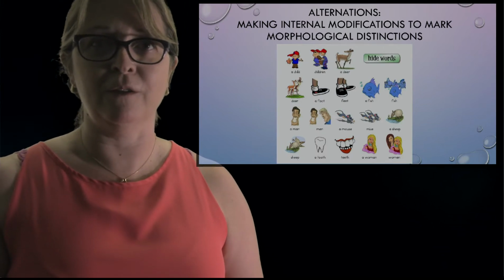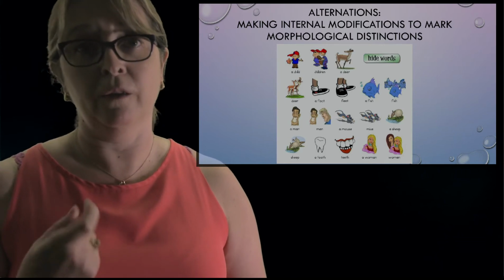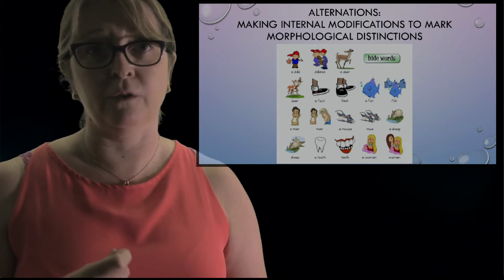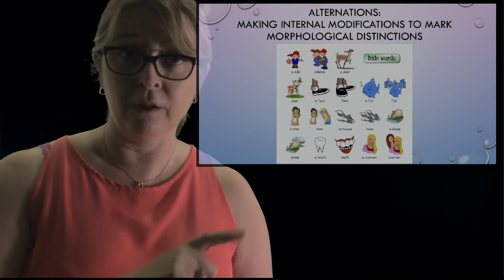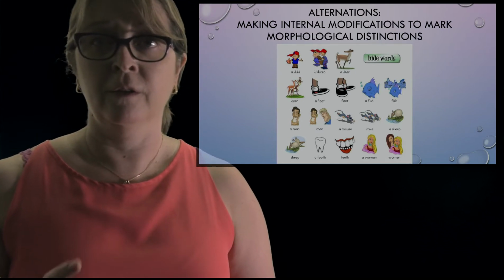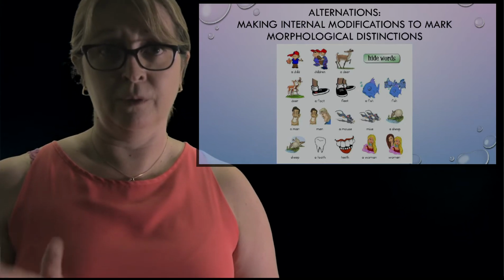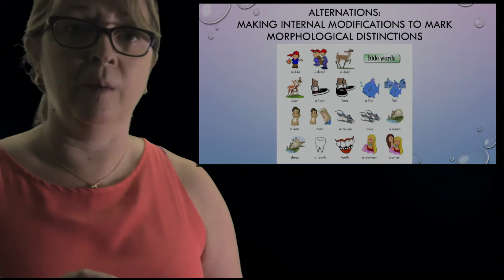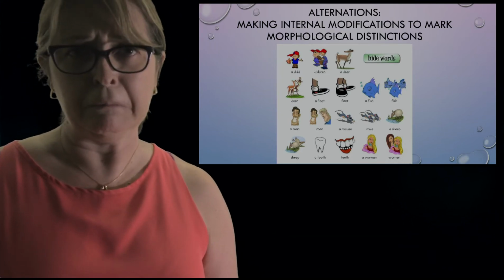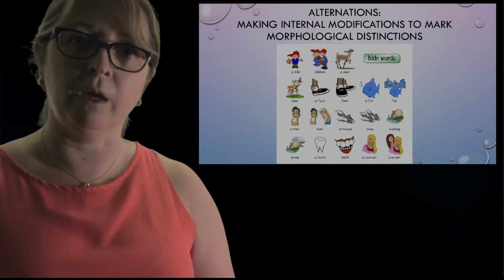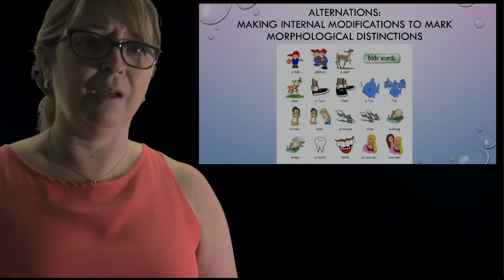Then we have alternations, which are making internal modifications on the morpheme to mark morphological distinctions, such as child and children, deer, a deer, deer, plural, foot, feet, fish, fish. Oh. So we have those, man and men. Like, who came up with that? I don't know.